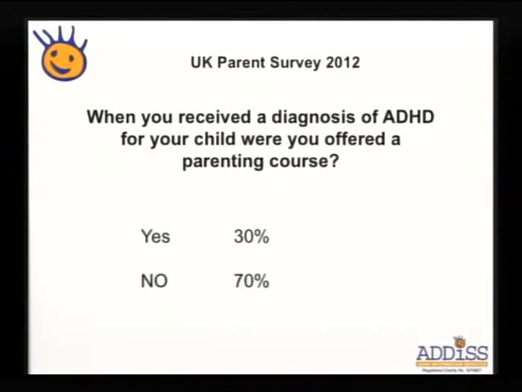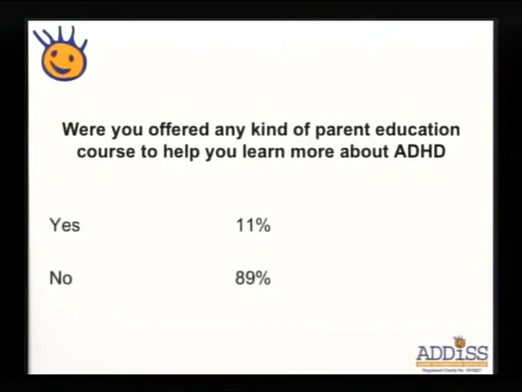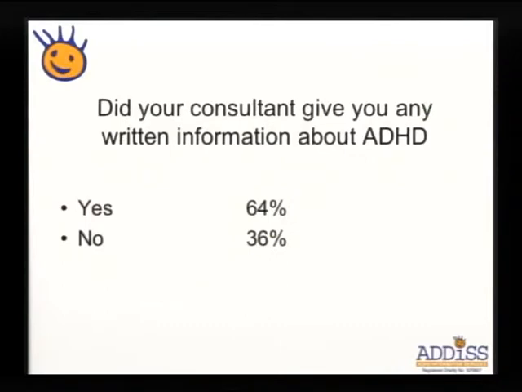This is a survey that we held just recently this year, and one of the things last year, we asked our parents, when you received a diagnosis of ADHD for your child, were you offered a parenting course? Only 30% of parents were offered a course. Were you offered any kind of parent education course to learn more about ADHD? Only 11% were offered us. You know, parent education is probably the most crucial aspect of the treatment of ADHD. It's so important that parents understand this condition, because if they don't understand it, they cannot be part of the solution.